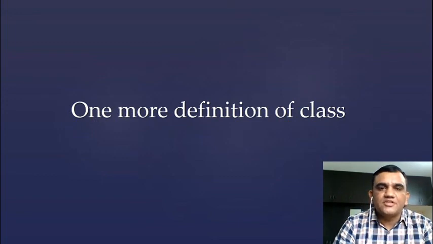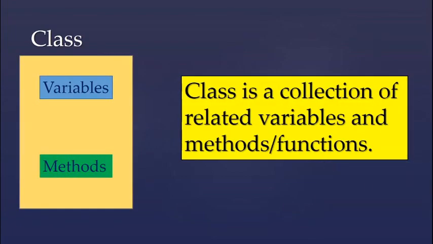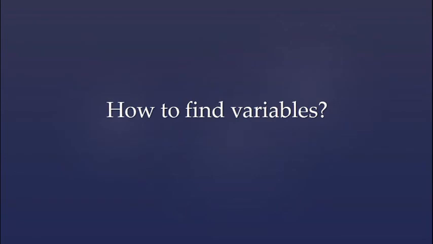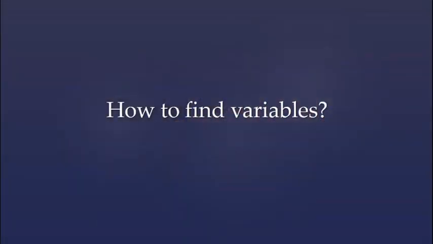We have one more definition of the class. Let us try to understand that. Class is a collection of related variables and methods or functions. See the diagram. Here we have a class, with variables and methods. So basically a class is a collection of variables and methods. Now, as the class is a collection of variables and functions, our objective is to identify these variables and functions. First of all, let us see how to identify the variables.